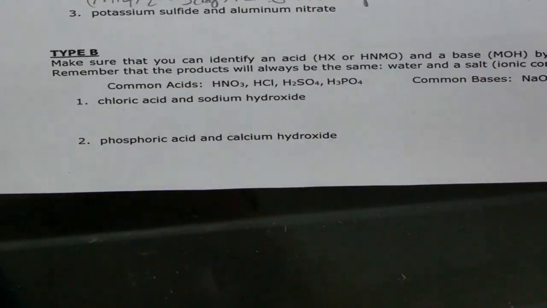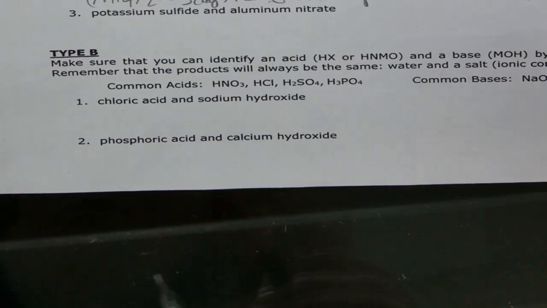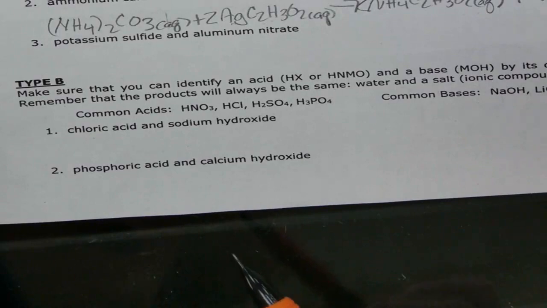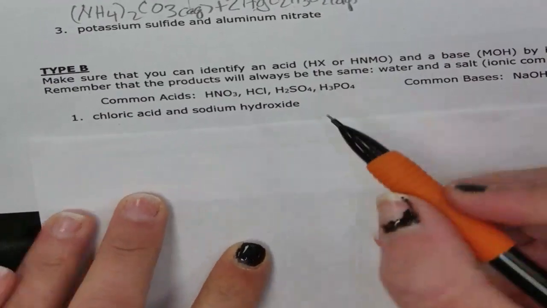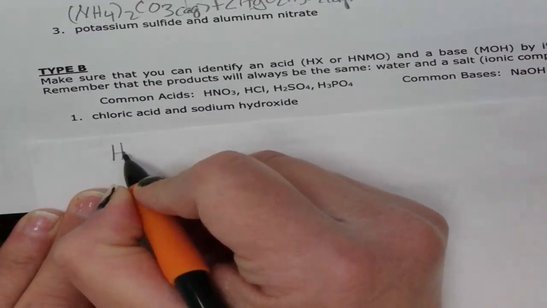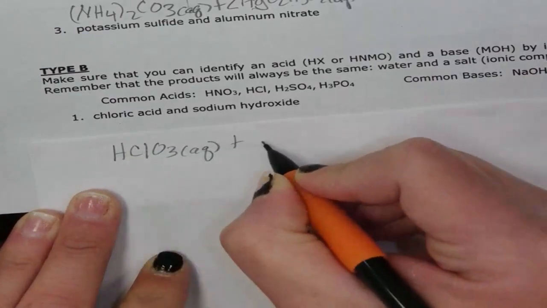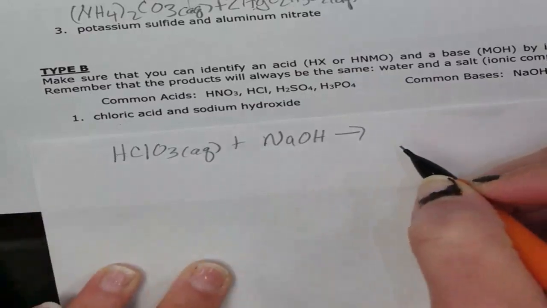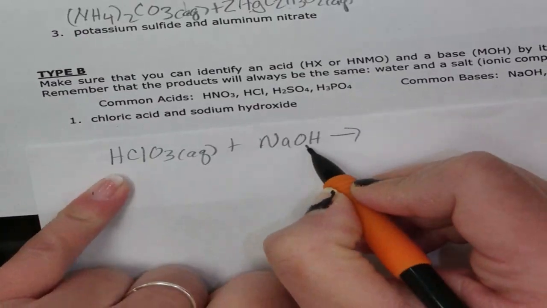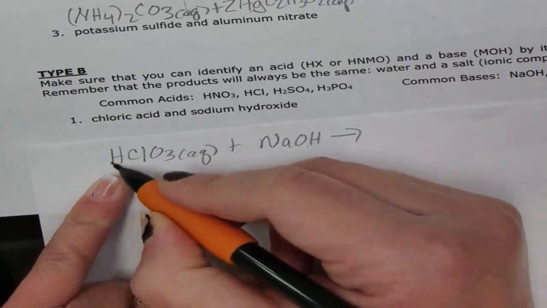Type B is an acid-base neutralization. So an acid and a base will come together to form a salt plus water. So let me show you what that means. Chloric acid plus sodium hydroxide. All right, when my outsides come together, hydrogen and hydroxide, H2O.